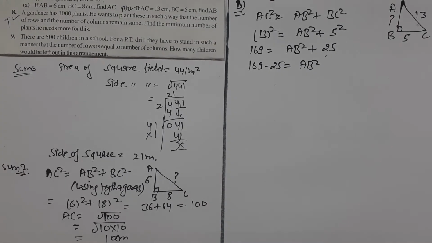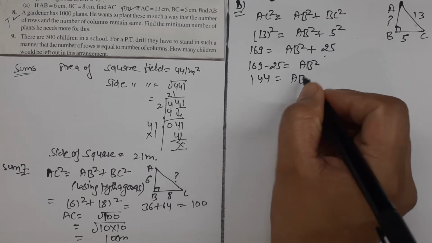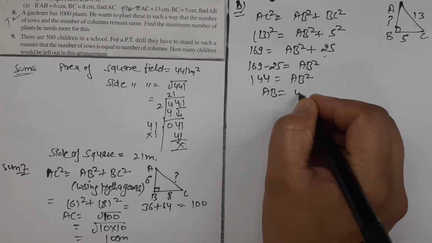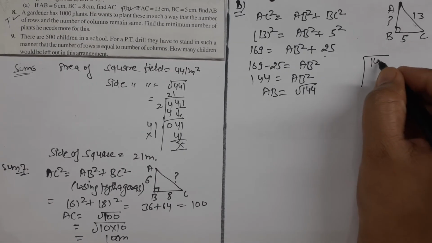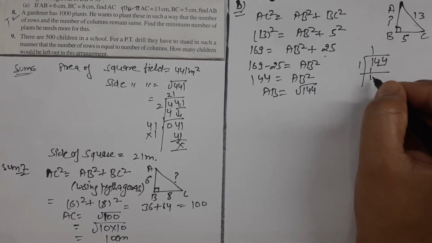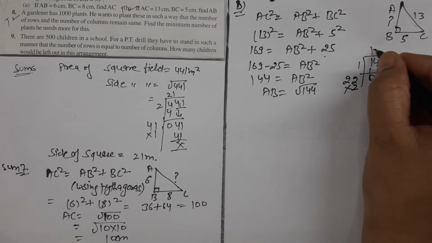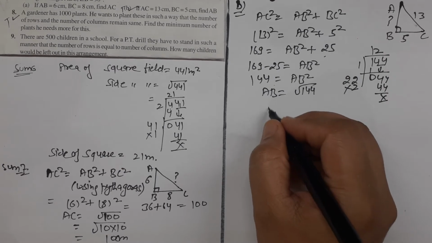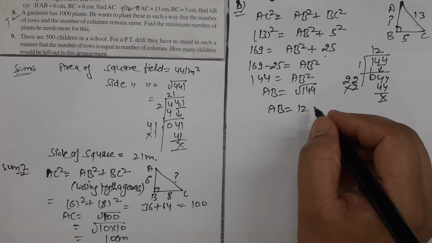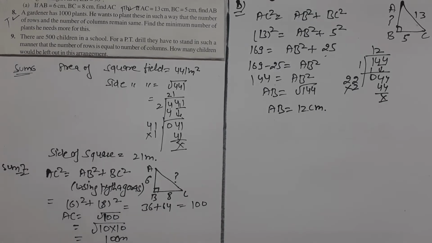25 comes to left hand side, becomes minus. Now subtract, 144. So AB is root 144. Square root of this number. Pair, double of 1 is 2. Write 2 multiplied by 2. Write 2 as quotient. We have 44. Hence AB is 12 centimeter. Now the next, question number 8.